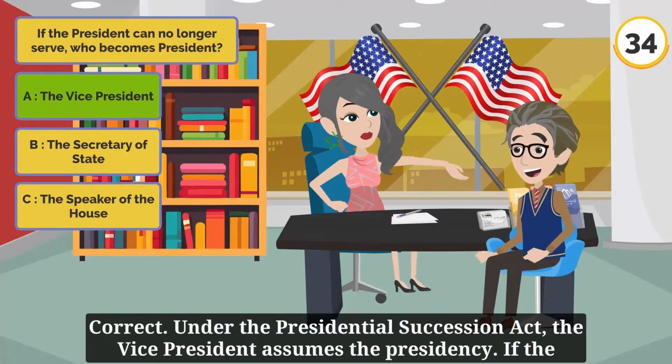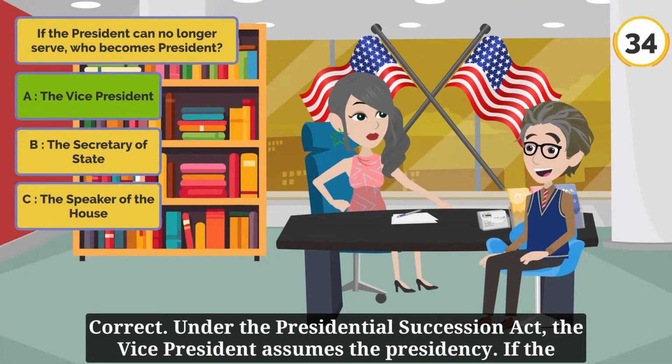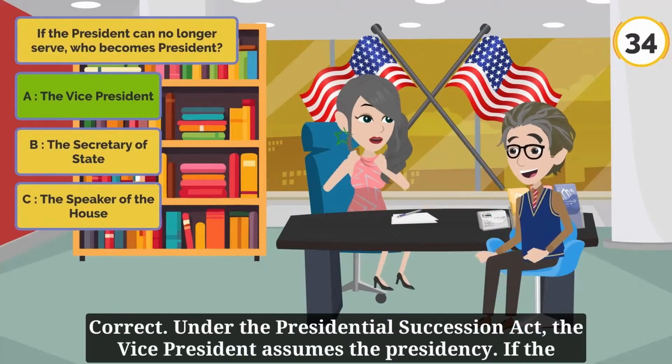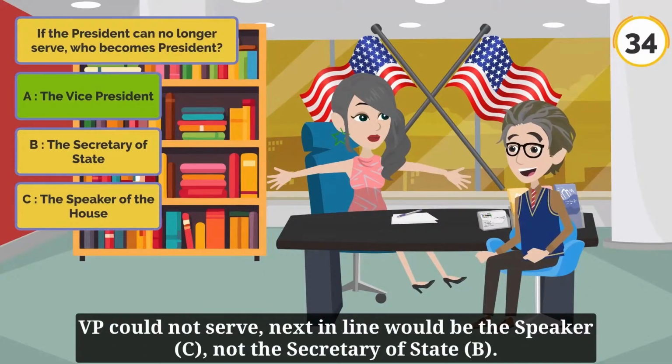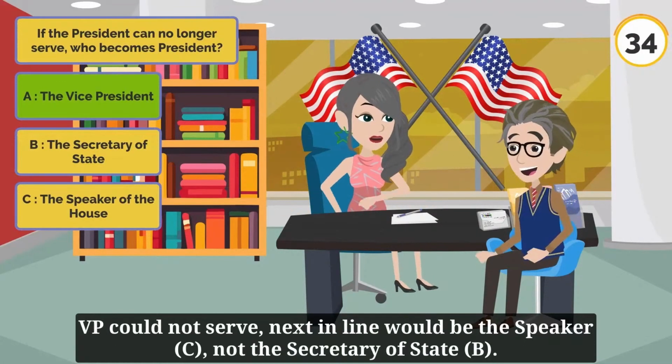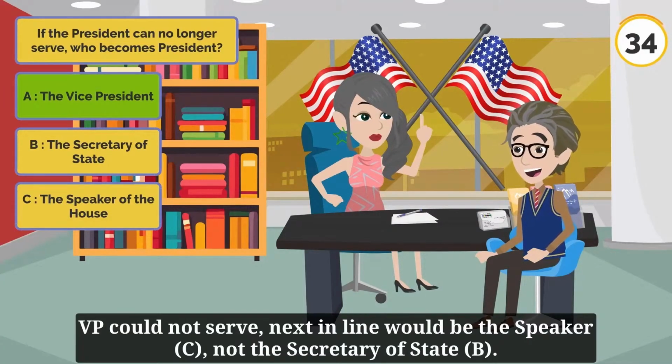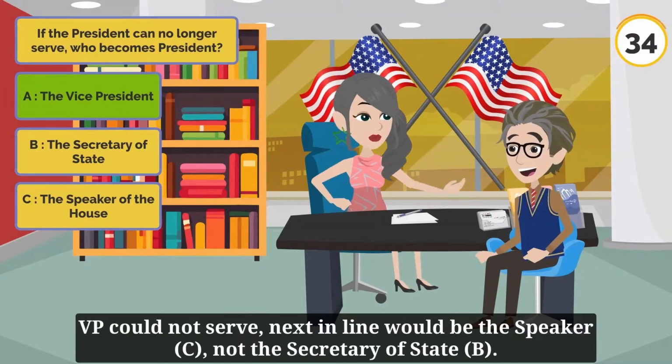Correct. Under the Presidential Succession Act, the Vice President assumes the presidency. If the VP could not serve, next in line would be the Speaker, C, not the Secretary of State, B.